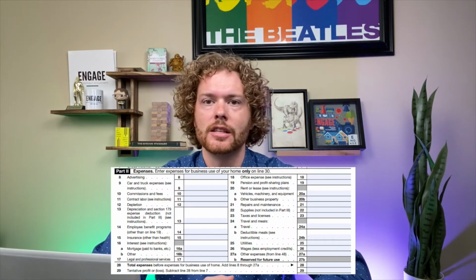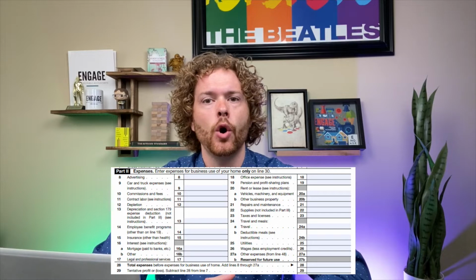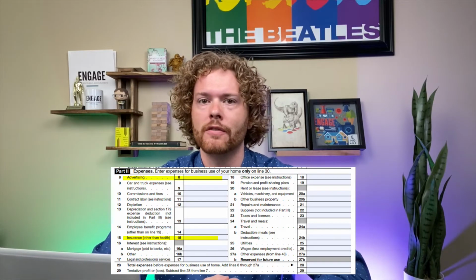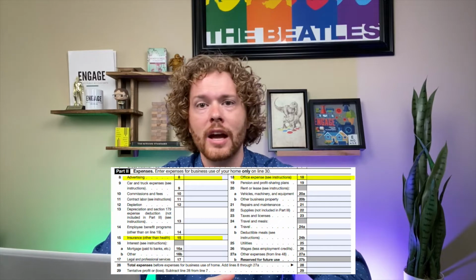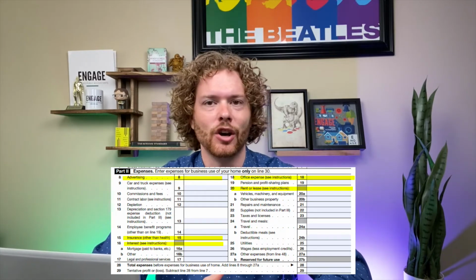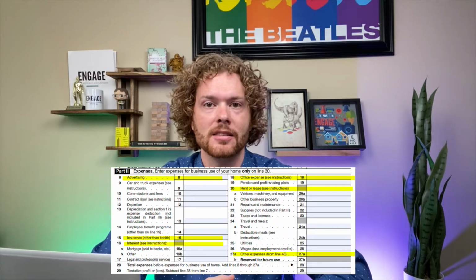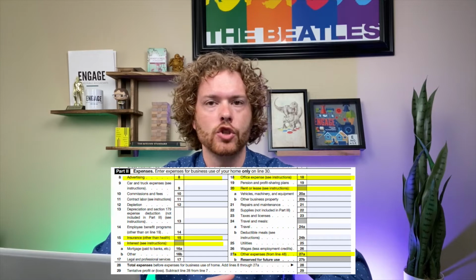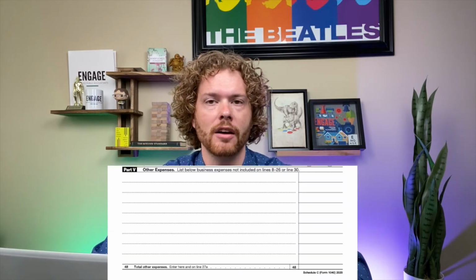Next up is Part 2, your overhead expenses. This is where you'll tell the IRS about the total amount you spend in advertising, insurance, interest, office expenses, rent, supplies, and so much more. And of course, the famous catch-all, other expenses. Other expenses are reported line by line on page 2 of the Schedule C, Part 5.